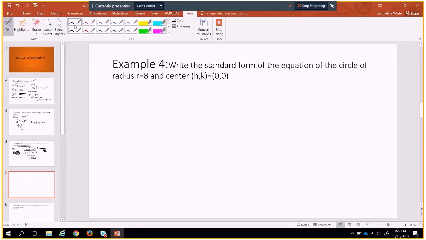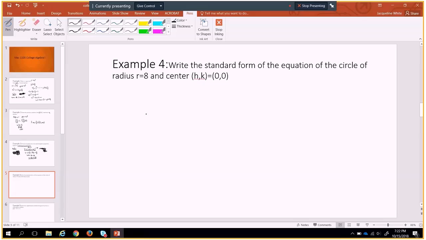Okay, so write the standard form of the equation of the circle of radius r equal to 8 and center (h, k) equal to (0, 0). Right. So we have to recall what the standard form of the equation of a circle is.